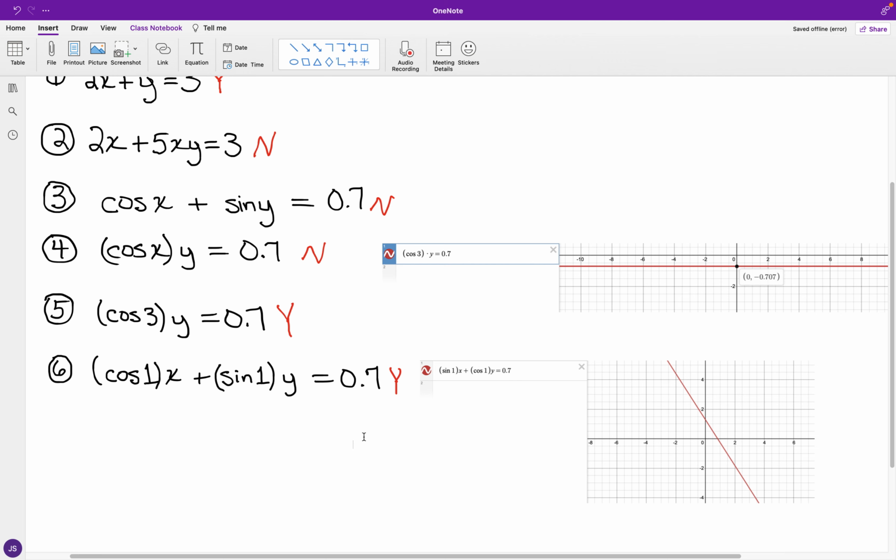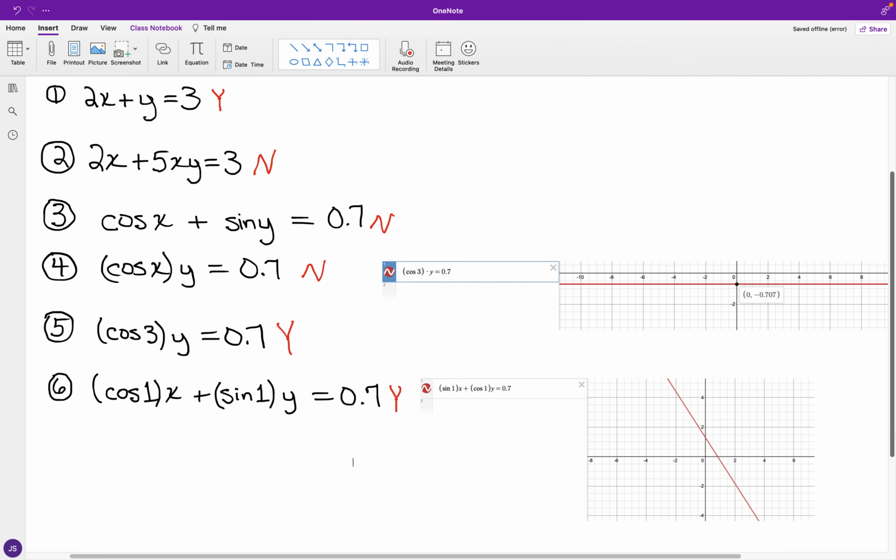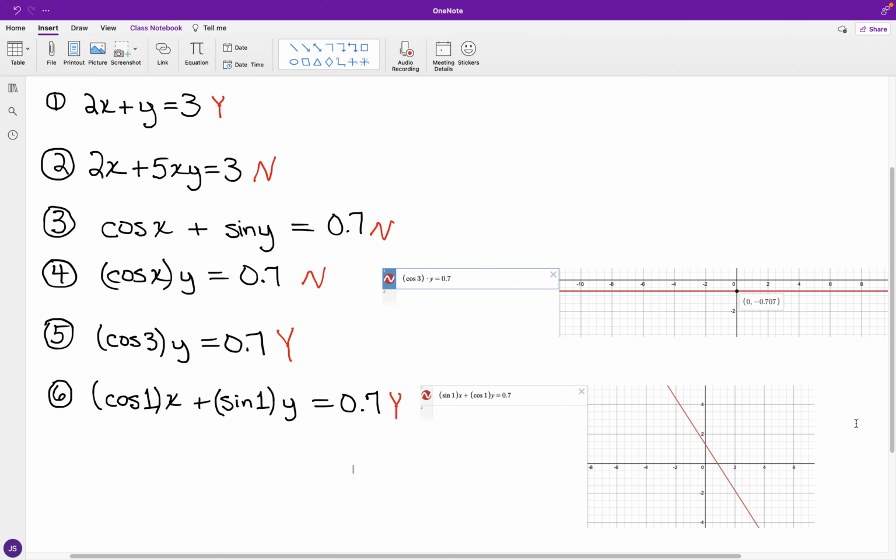So all in all, an equation that is linear in x and y should have the feature that the graph will be in the formation of a straight line.